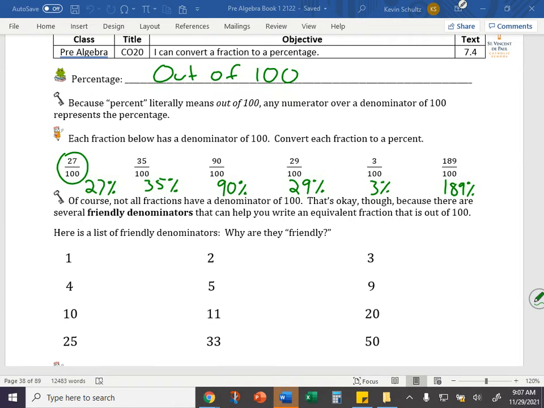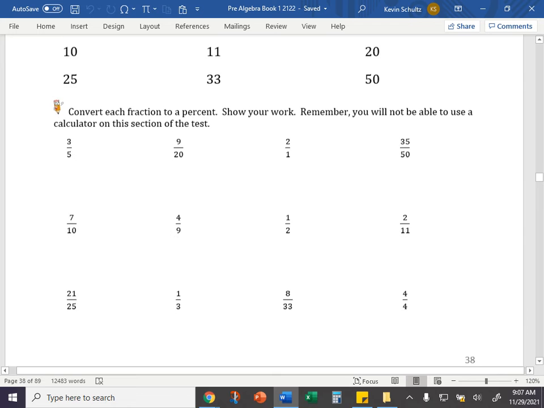Now, if you look at the rest of the page, you notice that there aren't a whole lot of denominators of 100. So why am I going through this when this isn't actually what you find on the page? So how would you handle something like 3/5?